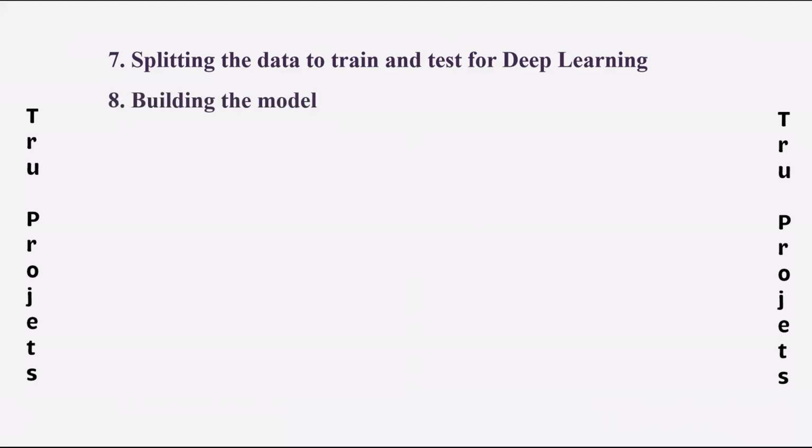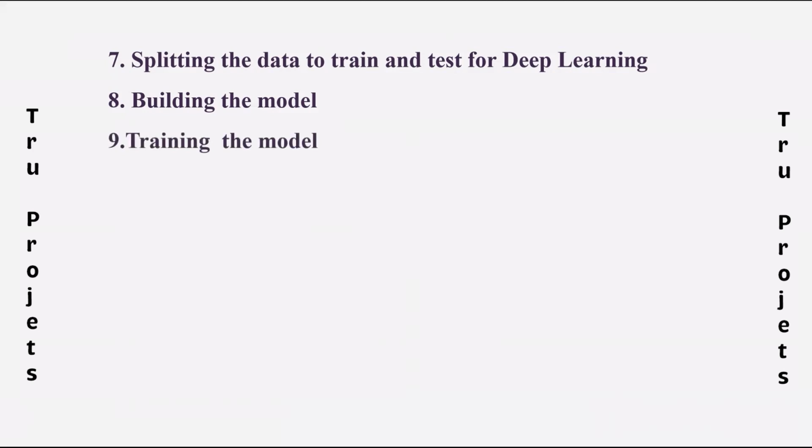Building the model. This stage involves constructing the deep learning model architecture using a framework like Keras or TensorFlow. The architecture includes defining the layers, activation functions, optimizers, loss functions, and other parameters necessary for the model structure. The model design typically considers the nature of the problem and the dataset characteristics.